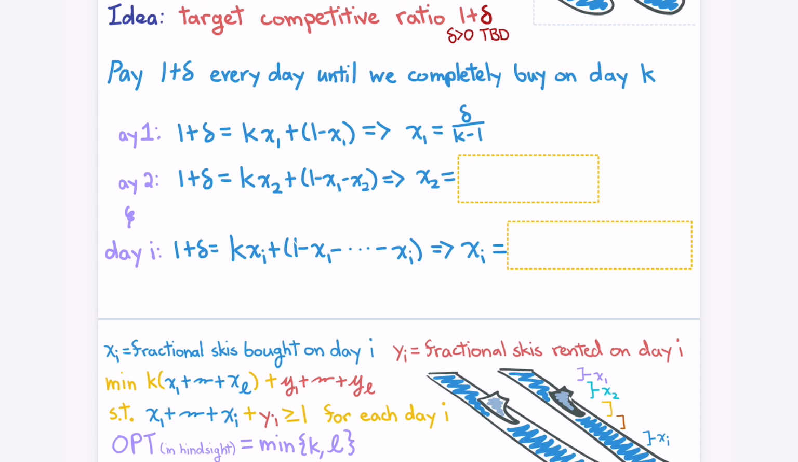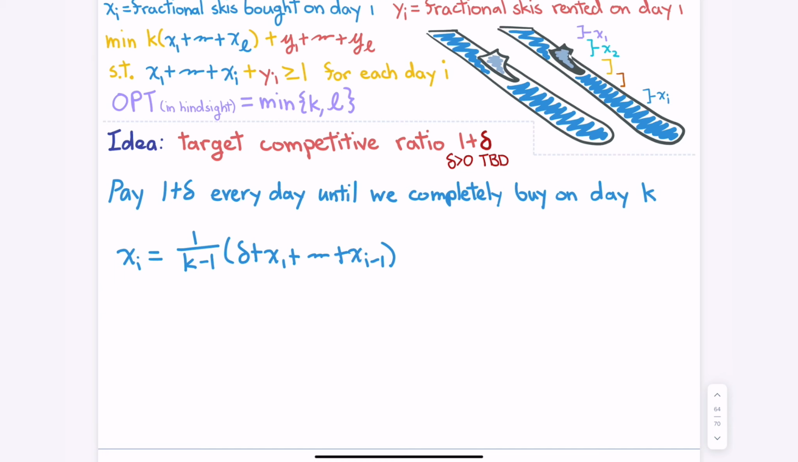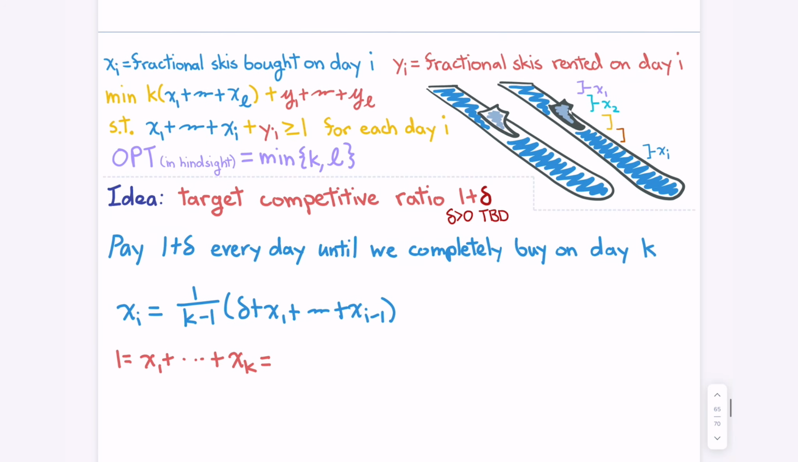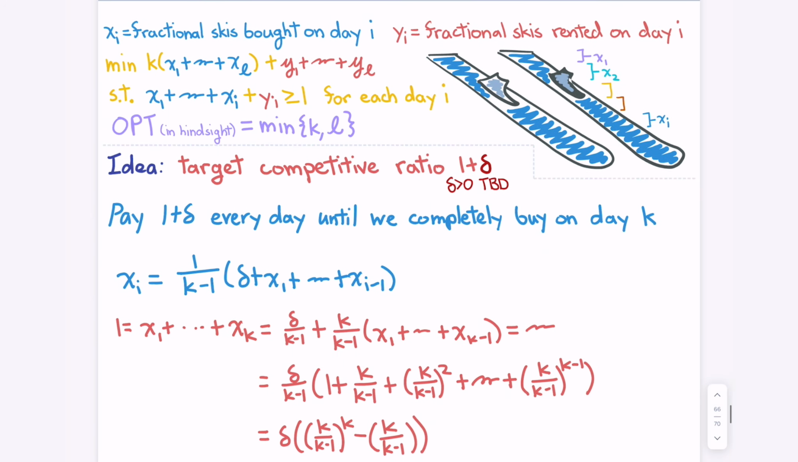What does it imply? Okay, so you get this kind of thing. Again, flying through calculations in the interest of time, but nothing too special. Okay, so now I want to choose. I want to make sure that on day k I fully buy the skis. So now I have this rule here, and I also want to set x1 plus x2 plus all the way up equal to 1.